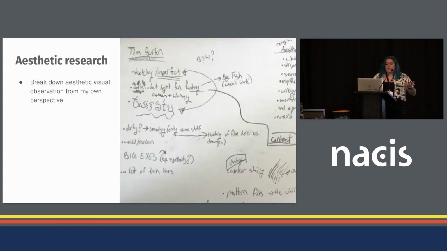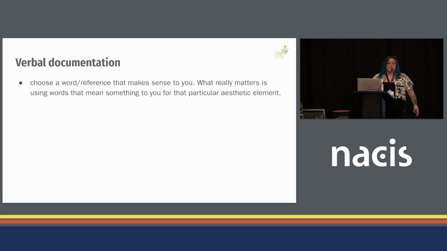And this is just a breakdown of me taking notes on how I want to recreate a style. I think verbal documentation is really important. Of course, that's just choosing a word or reference for yourself for what that description means. While visuals really help, it's important to really think about what the thing is that you're looking at. And I think it helps to write it out, because then you can break it down further.